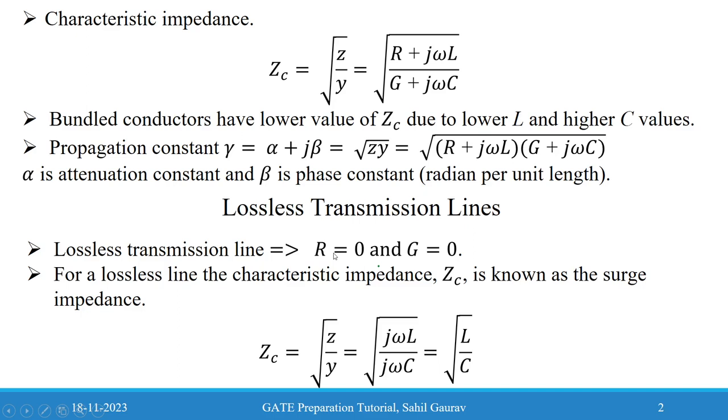We have seen in the last class what the characteristic impedance is. Characteristic impedance is denoted by the square root of series impedance divided by shunt admittance. Here we write Z and Y as R plus j omega L and G plus j omega C. For bundle conductors, this ZC has a lower value due to lower L and higher C values.